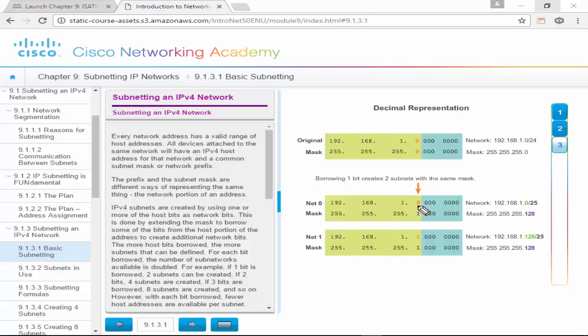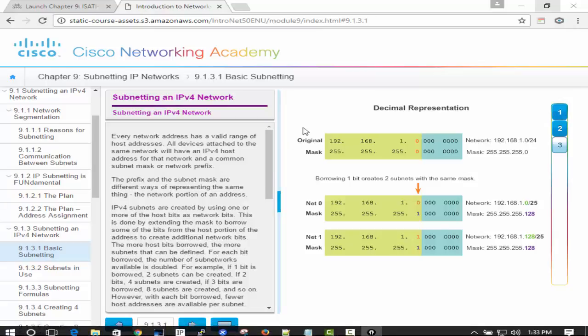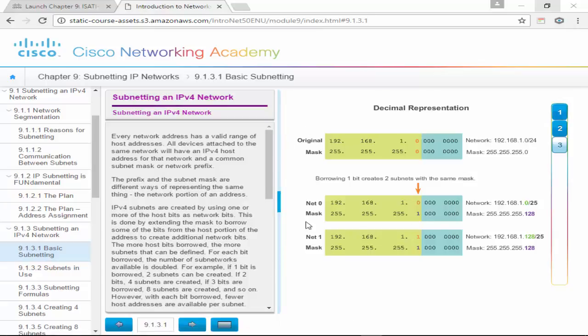Okay, so borrowed bits are the ones away from the classful mask, the ones that we're borrowing away from the classful mask, and they tell us how many networks we have until we have to borrow a bit from the next octet. That sounds really confusing, so hopefully we get into some easier stuff before that happens.